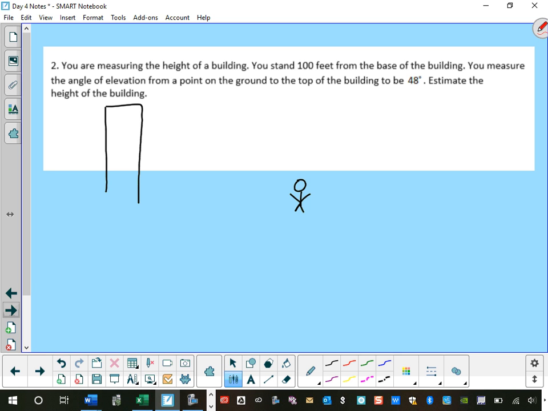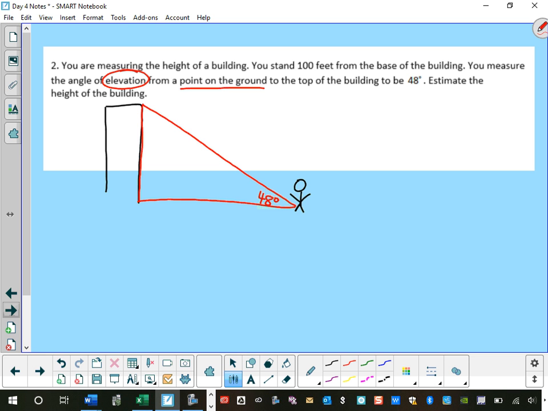All right, so draw a line to where you're standing. Draw a line to the top of the building. Does it say angle of elevation or depression? Elevation from the point on the ground. All right, so we were talking about line of sight if you look straight across. Now we're saying from the point on the ground straight across. The point on the ground is 48 degrees. So that 48 degrees goes right there.